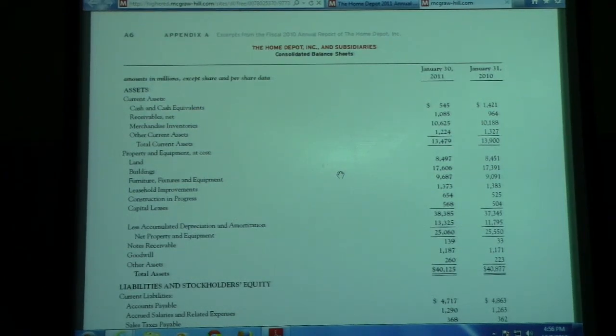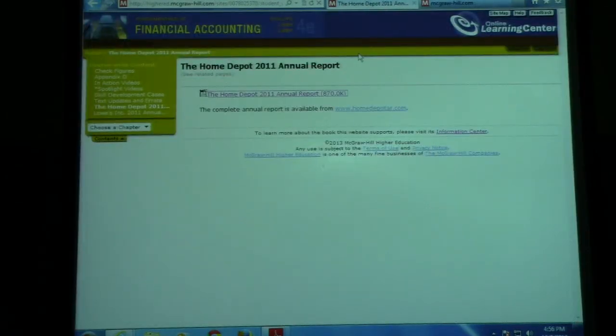Okay, our last problem for chapter 11 is S11-1. I've gone to the book website, which helps us look at some real life examples of what financial statements might look like in practice. And the company that we're working with on this problem is Home Depot.